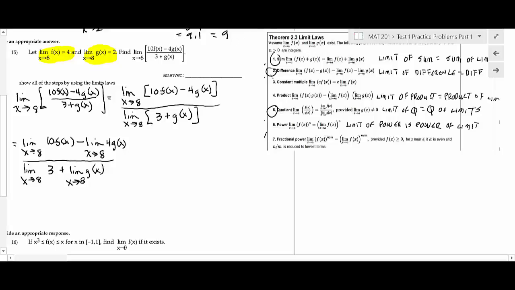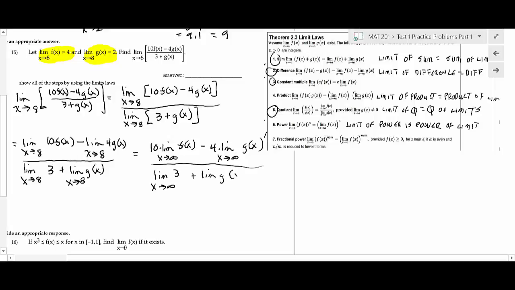Okay, now we're going to use this constant rule. So we're getting close now to being able to finish this up. So we can take a constant out of the limit. So we're going to say 10 times the limit as x approaches 8 of f of x. And that's what we're trying to do, is just get the limit of f of x. Minus, again, bring the 4 out. So we'll have 4 times the limit as x goes to 8 of g of x. And then this is going to be all over the limit of a constant, so we just leave that like it is. Okay, and then we're going to leave this alone like that.